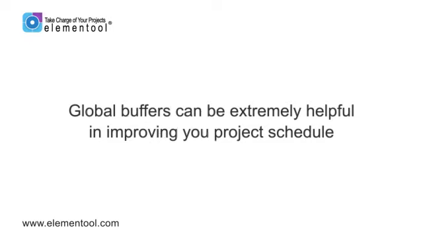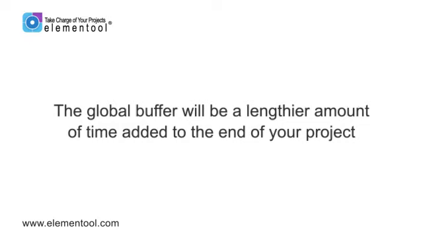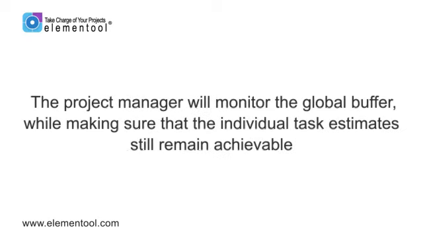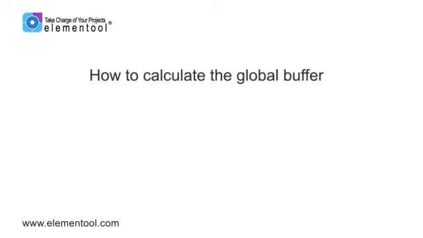Global buffers, on the other hand, can be extremely helpful in improving your project schedule. Because it encompasses the entire project, your global buffer will be a much lengthier amount of time added to the end of your project than an individual buffer would be. And by adding the schedule contingency at the global level, you can ensure it won't be wasted at the activity level. The project manager will need to monitor this global buffer while making sure that the individual task estimates still remain achievable. Now, how do you calculate the amount of time to add for a buffer, you ask?